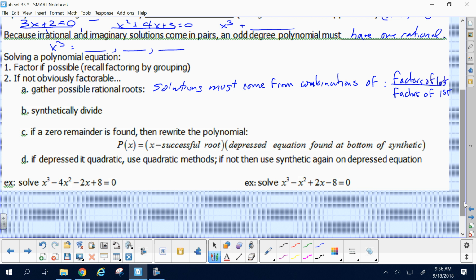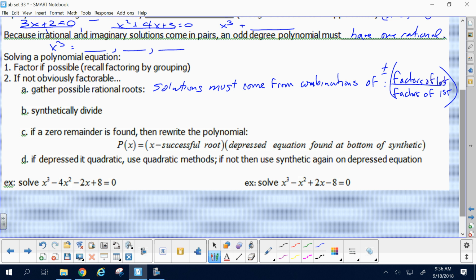Now then, those aren't just 2 and 3. Where did that come from? I don't know. Those came directly from, that 2 came directly from that 2, factor of the last. That 3 wasn't random. It came directly from factors of the first. Okay, all solutions, even on cubic level, come from combinations of factors of the last over factors of the first. That's the rational roots, all right? Could be positive or negative combinations of those.